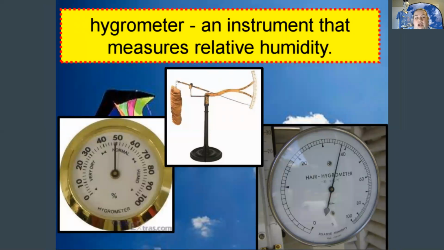A hygrometer is an instrument that measures humidity, and humidity is the amount of moisture that's in the air. So when you go outside and it feels really sticky and really gross, that means that it's really humid. There's a lot of moisture in the air. So the higher the humidity, the more moisture is in the air. So when it rains, there's more moisture in the air. It's going to be more humid after it rains.